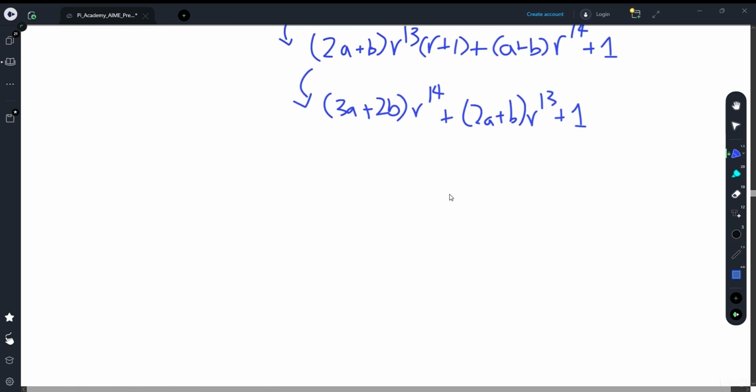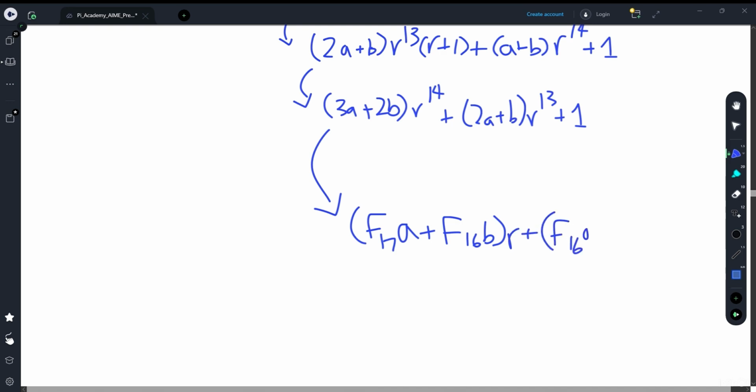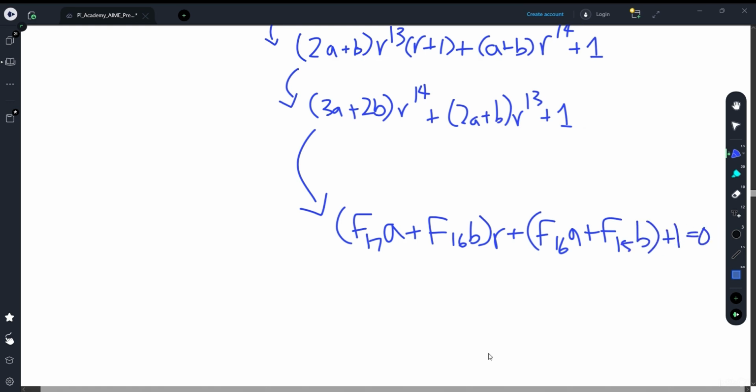So at the very end, we're going to have the 17th Fibonacci number times a plus the 16th Fibonacci number times r, plus f(16)a plus f(15)b plus 1 is equal to 0. So from here we see that this has to be equal to 0 and this has to be equal to -1 for this to be true.